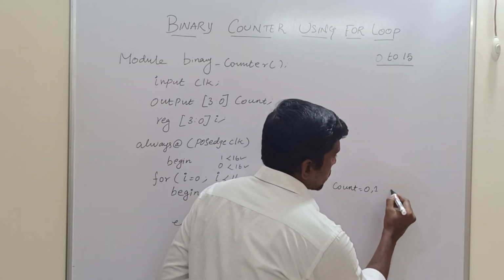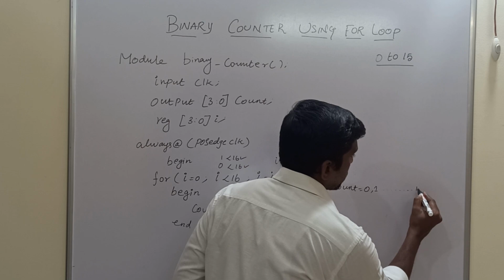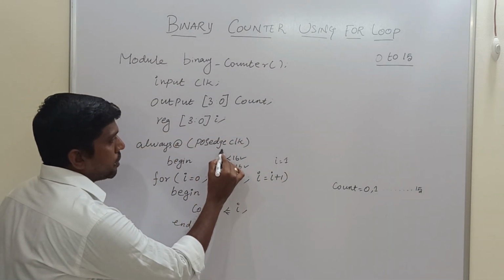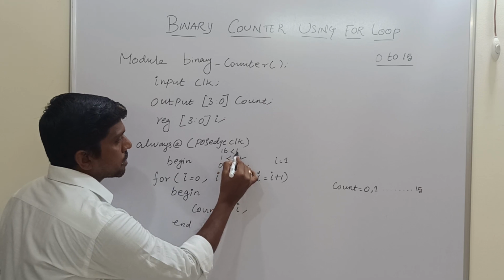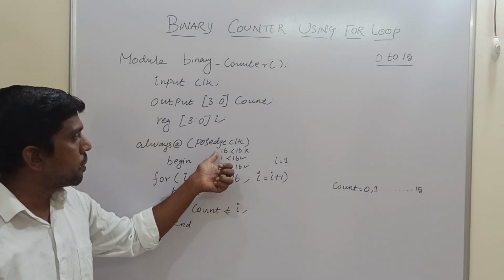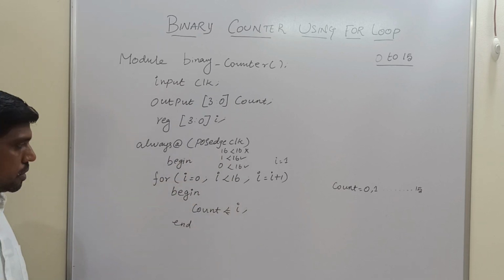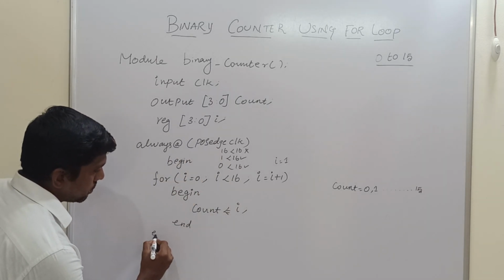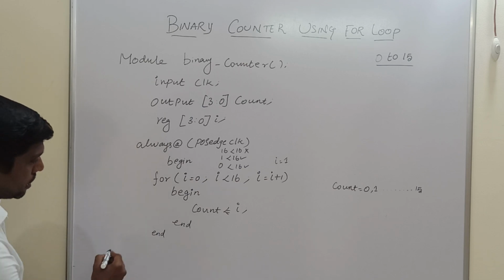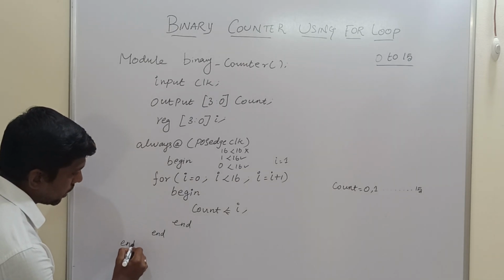Like this the loop continuously runs up to 15. Suppose the i value is 16, that is 16 less than 16, the condition is false. Once the condition is false, the loop exits. So then end, that is the end for this begin. The final statement is endmodule.